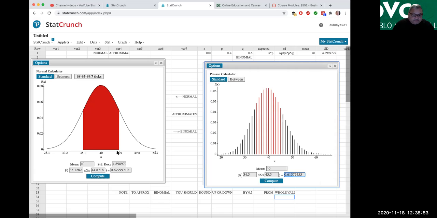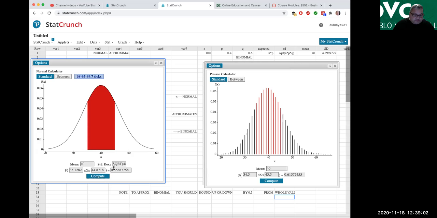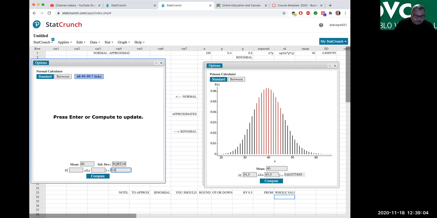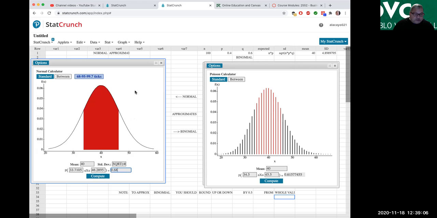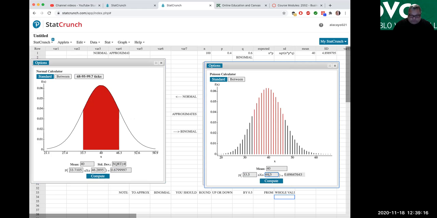That's because the Poisson structure is a little different than the binomial structure, in that the mean of a Poisson and the standard deviation of a Poisson are only different by a square root of the function. So if I look at 68% of a Poisson model, I should be going 33.5 to 46.5. And again, we get our estimated approximation.